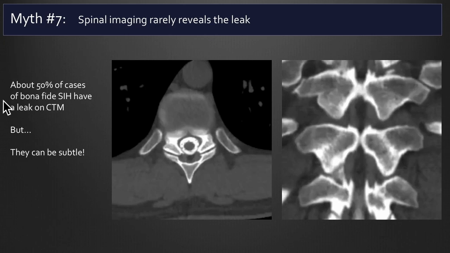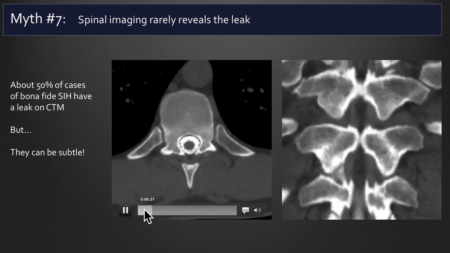Myth number 7, spinal imaging rarely reveals the CSF leak. I hear this a lot. Why do spinal imaging? It never shows anything. But I think if you look at data from a number of series and you take patients with bona fide or clearly documented cases of intracranial hypotension who meet ICHD3 criteria or some other diagnostic criteria, at least 50% of those patients will show a leak on imaging. The caveat to that is that they can be subtle. So you do have to be attuned to what kinds of things you're looking for.